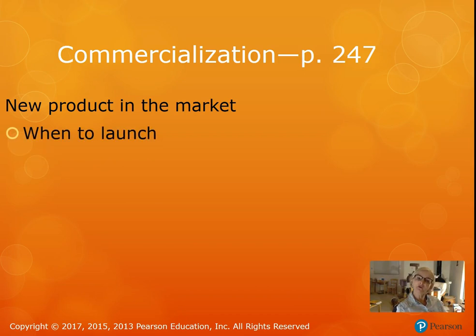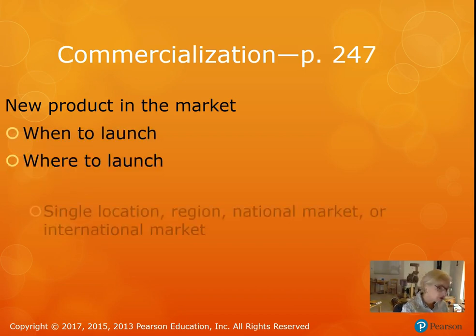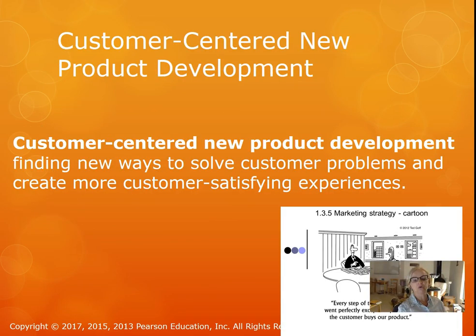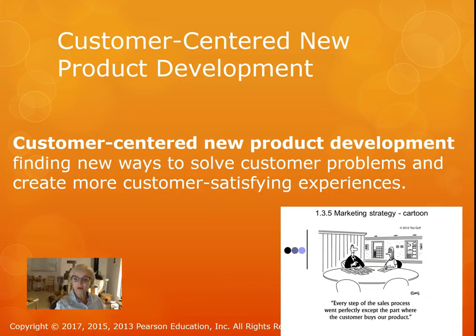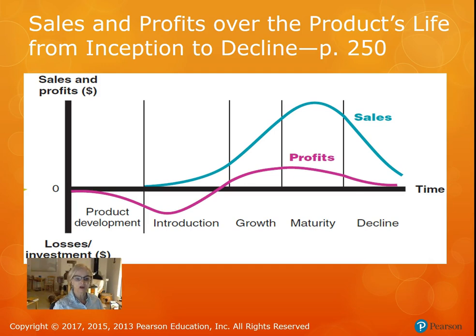So when the new product is ready for the market, we need to decide when to launch and where to launch, and of course, we know where our customers are and we need to go there. So if we want to sell diamond jewelry, we probably don't want to sell that at a gas station. So we need to have all this in mind.